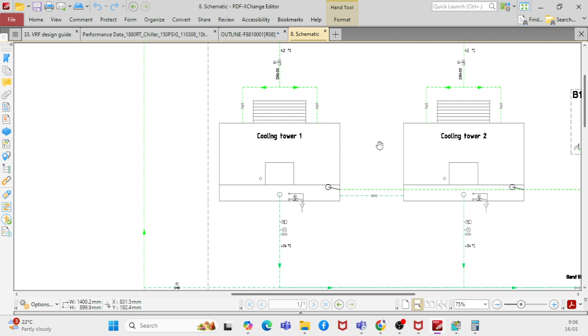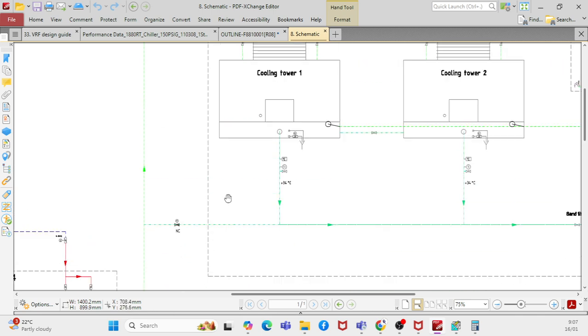That means the outside atmospheric air will try to come inside. There is a fan as well for the cooling tower. So when the fan runs, it will take the air from outside to cool the water. That water will be getting cooled from 42 degrees Celsius to 34 degrees Celsius.